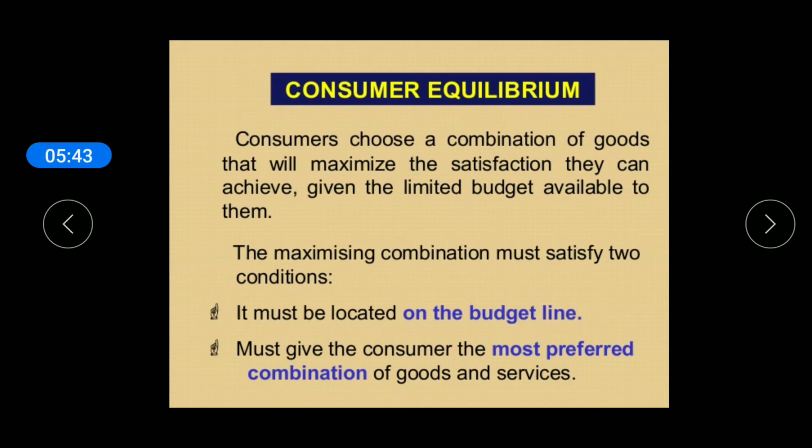First, it must be located on the budget line. If it is under the budget line, it does not give him the maximum satisfaction. So firstly, the combination which he chooses should be located on the budget line. And second, it must give the consumer the most preferred combination of goods and services. It is also a condition that the consumer chooses the combination which he prefers most.